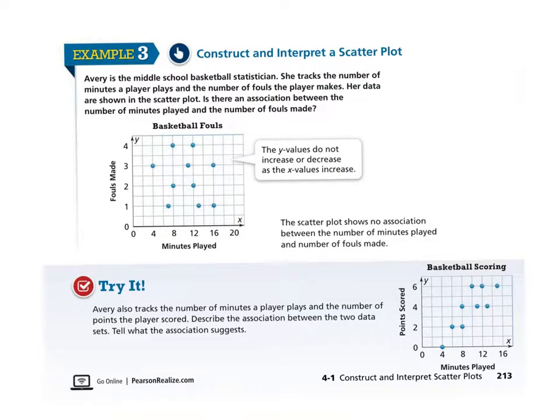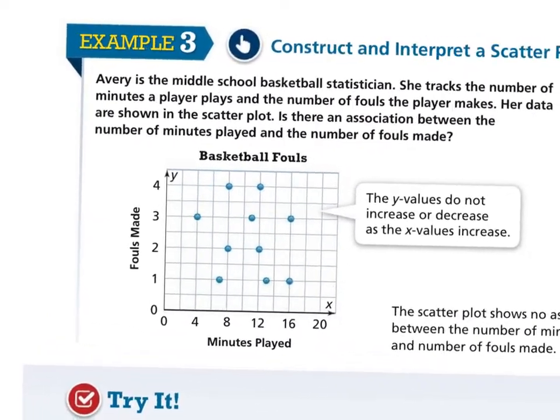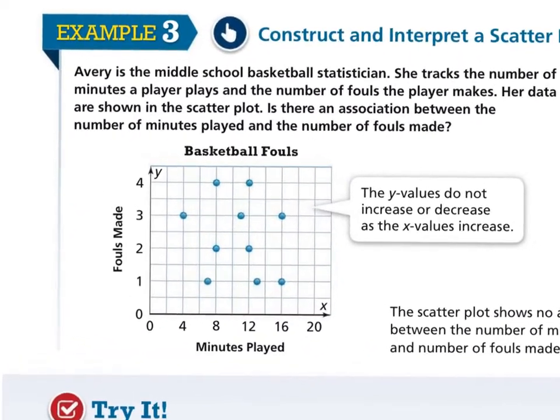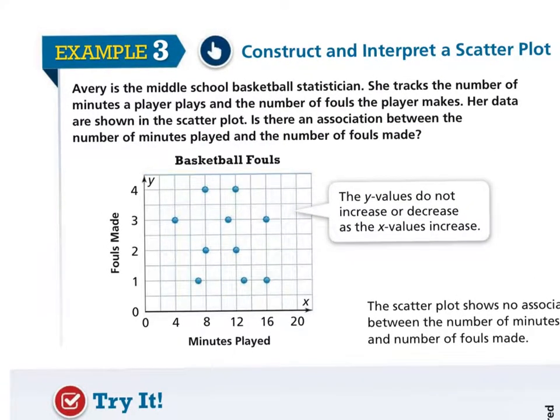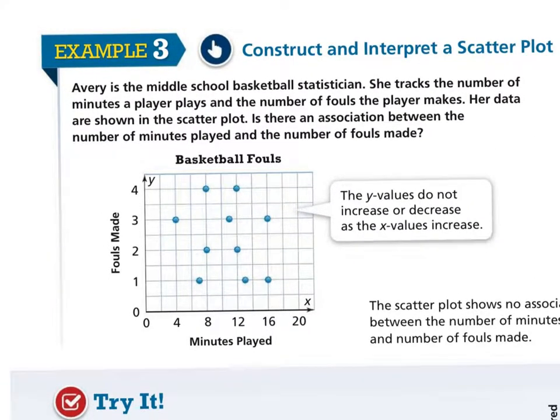So example 3, Avery is the middle school basketball statistician. Okay, short for statistician is stats. So somebody that keeps stats is a statistician. So she tracks the number of minutes a player plays and the number of fouls they make. Her data are shown in the scatter plot. Is there an association between the number of minutes played and the number of fouls made?